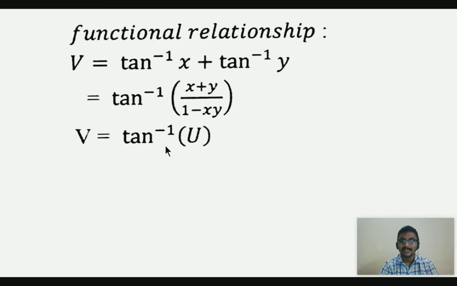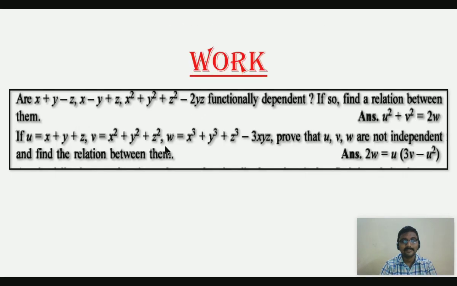Don't forget, functional dependence means the Jacobian's value is 0. Whenever the functions are functionally dependent, there exists a relation between u and v. Try these problems yourself. These are the answers, the relationships between u, v and w. So to prove these problems, we just have to show the Jacobian is equal to 0.